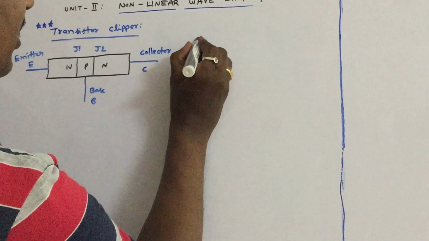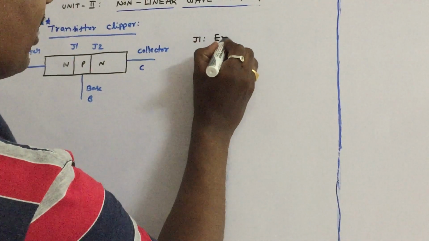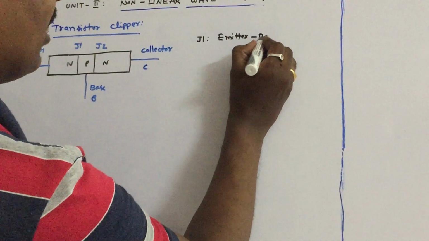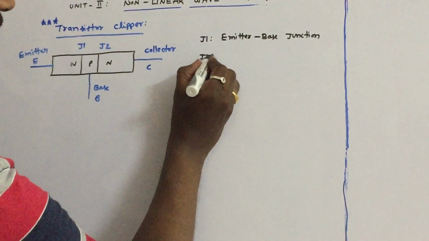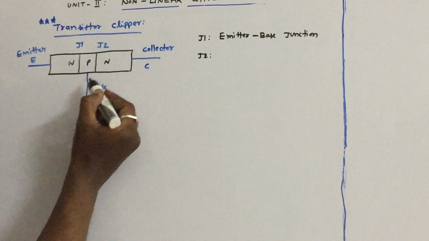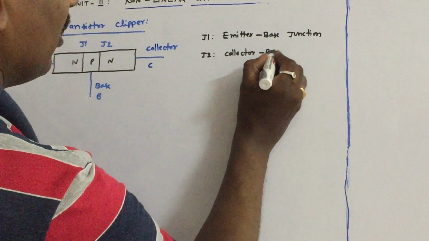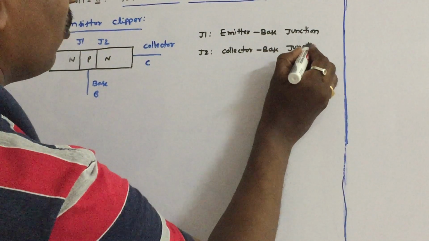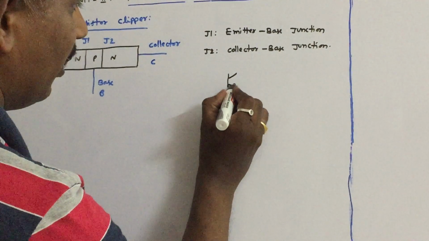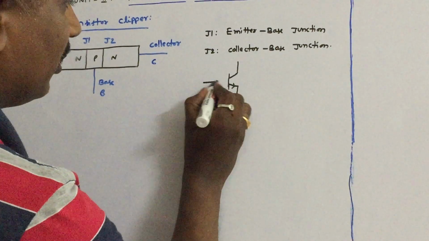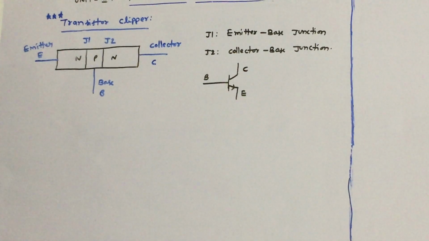What is J1 called? Since it is between emitter and base, J1 is called the emitter base junction. Remember that it is called the emitter base junction. Similarly, what is junction J2 called? J2 is between collector and base, so it is called the collector base junction or base collector junction. You can also call it like that. The NPN transistor is represented with this very simple symbol. This is the base terminal, the arrow is the emitter terminal, and this is the collector terminal.